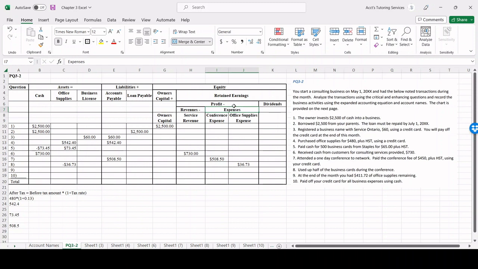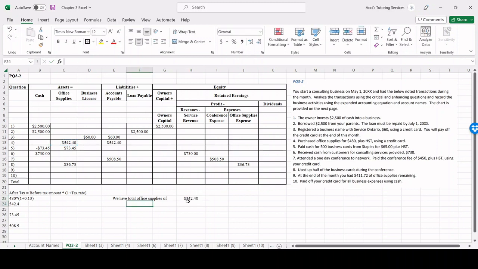Number 9, at the end of the month, you had $411.72 of office supplies remaining. So once again, we're going to go back to how much we spent on office supplies. So purchase office supplies for $480 plus HST using a credit card. So we calculated that over here. So out of this amount, we used up, so let's actually rewind. So we have total office supplies of this amount.